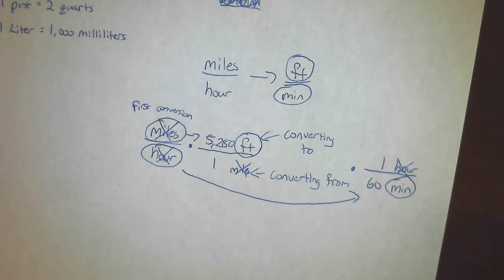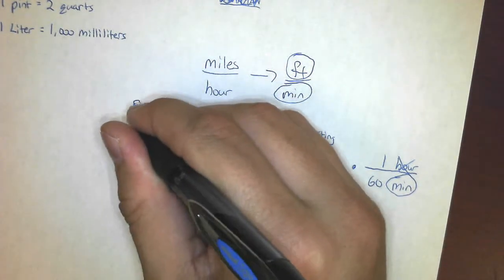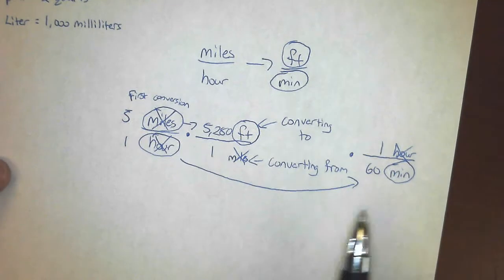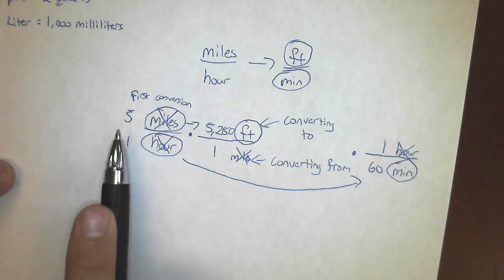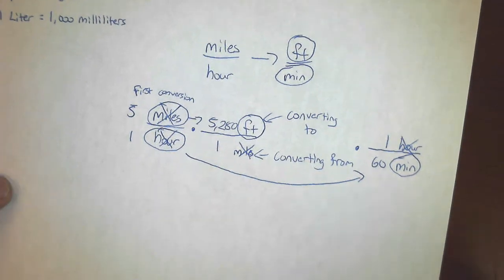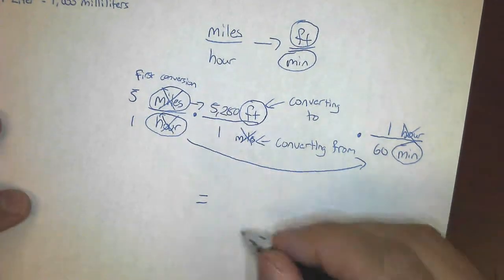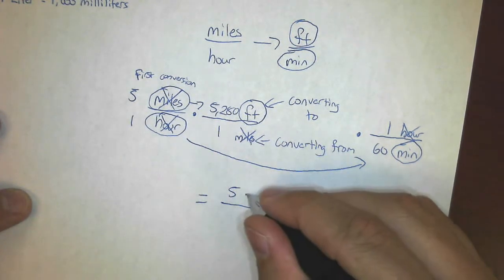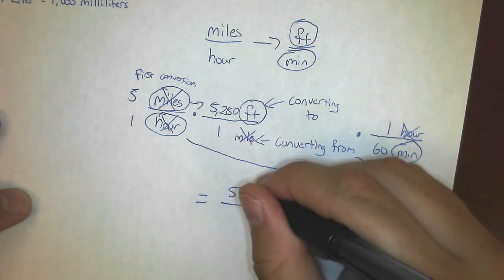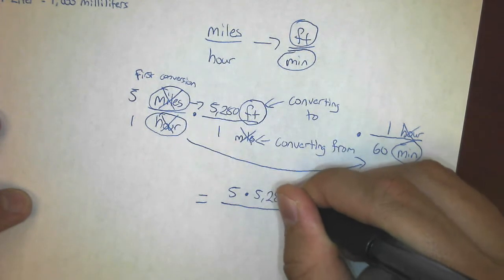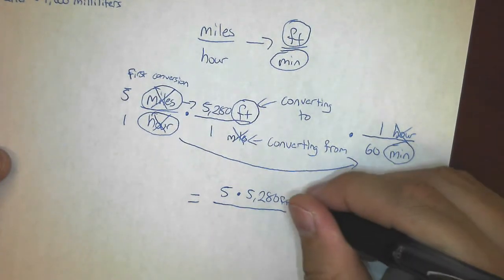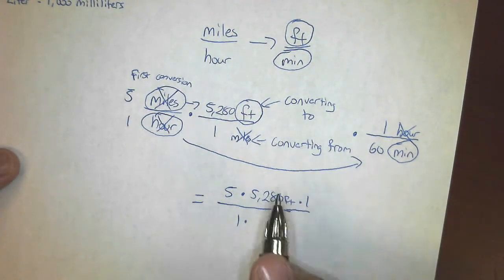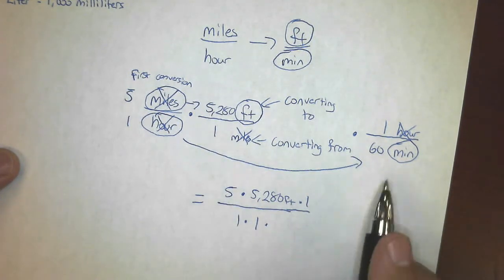So if I were to put a number in front of this, we'll say we had 5 miles per 1 hour. We're going to take this problem and we're going to multiply it across. You're going to multiply all your numerators together, multiply all your denominators together. I'll put an equal sign. We're going to put 5, that's coming from our miles, 5 miles, times 5,280 feet, times 1. On the bottom, we have 1 times 1 times 60 minutes.